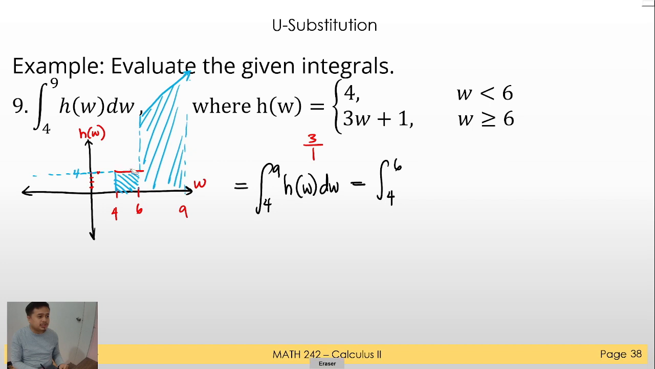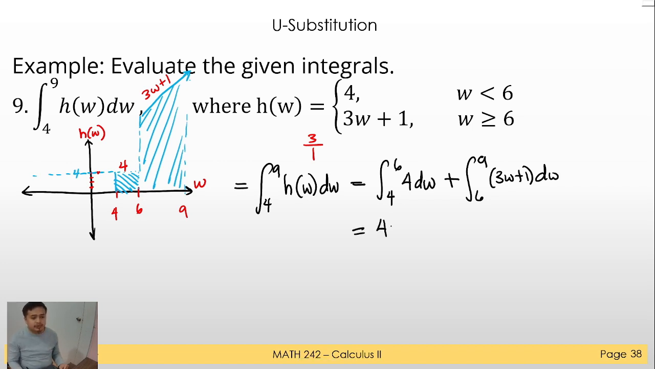Since the function here is just 4, this will be just the integral of 4 dW, plus this area here from 6 to 9, where the function will be 3W plus 1. So this height here is 3W plus 1. So we have the integral of 3W plus 1 dW. Simplifying this, we have 4 times the integral from 4 to 6 of dW, plus the integral from 6 to 9. Sorry, we could just directly integrate this. Okay, let's directly integrate this.